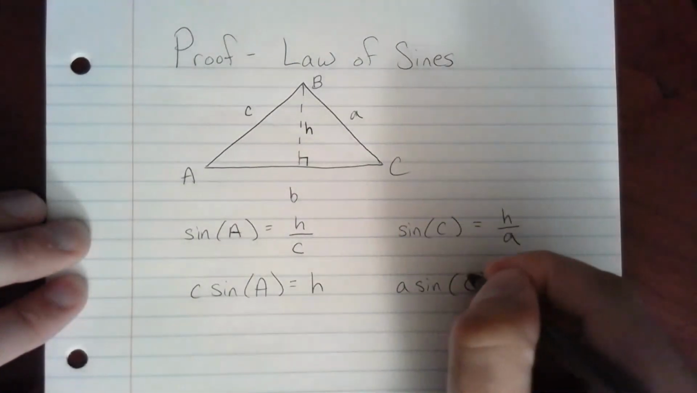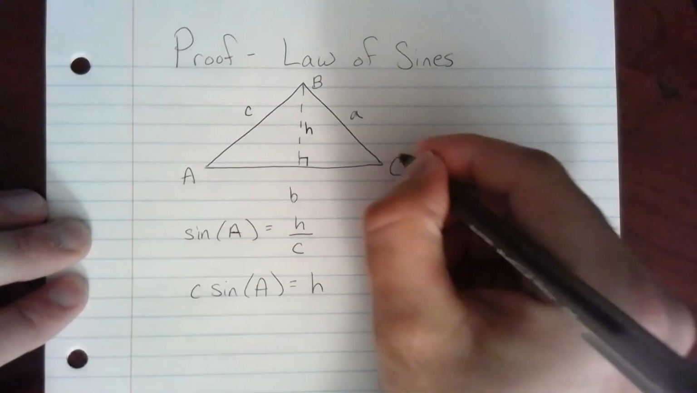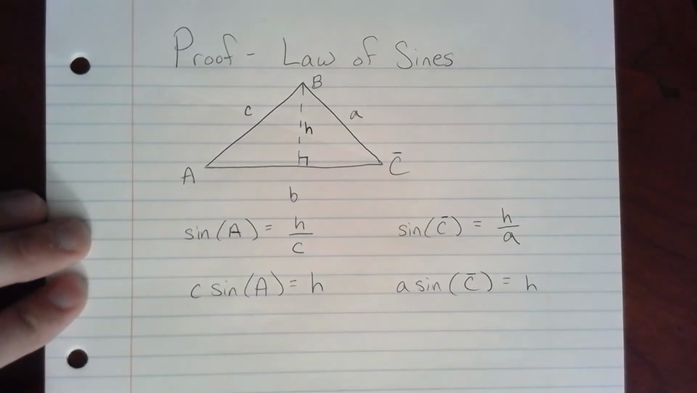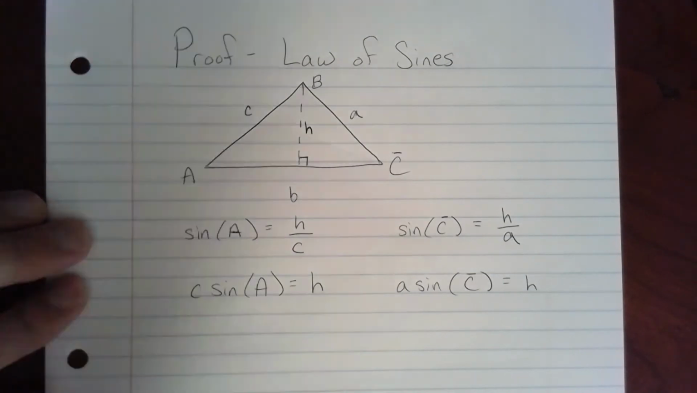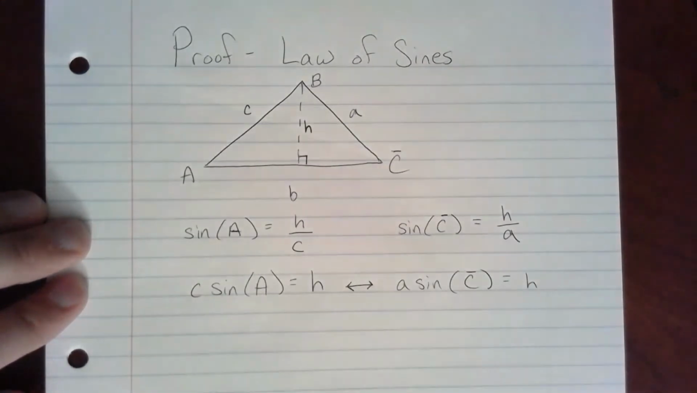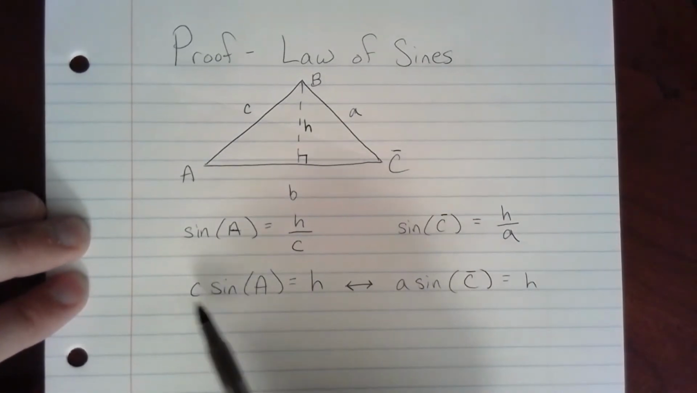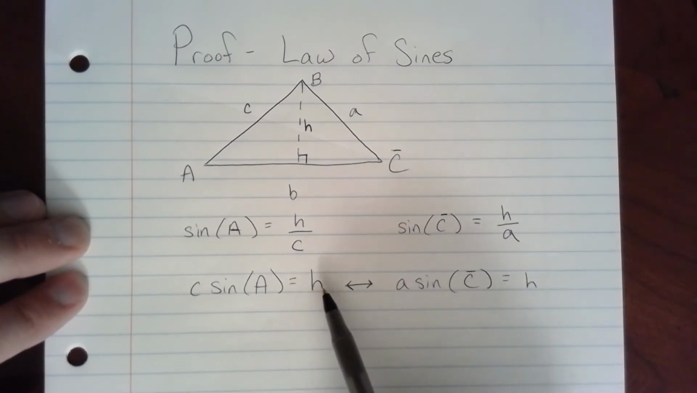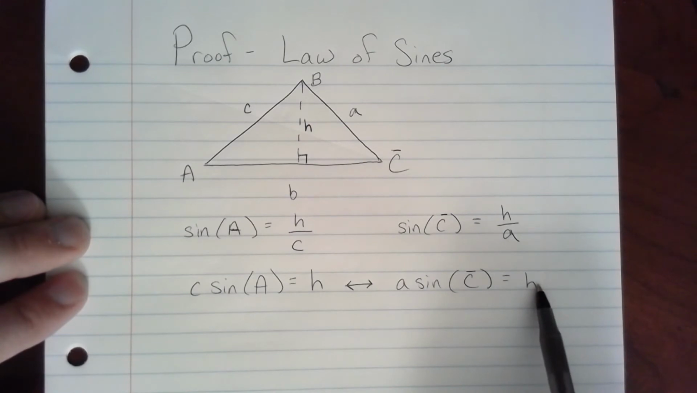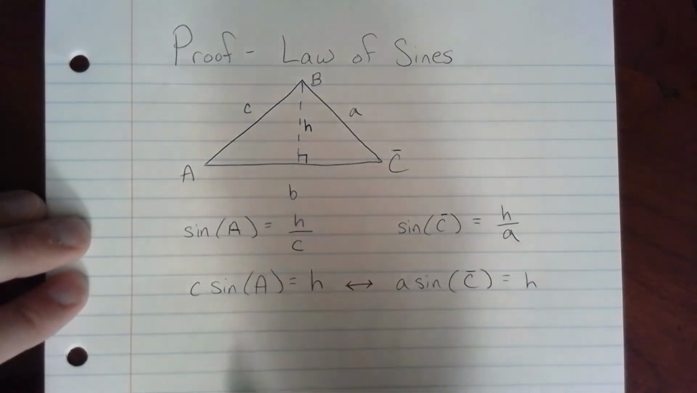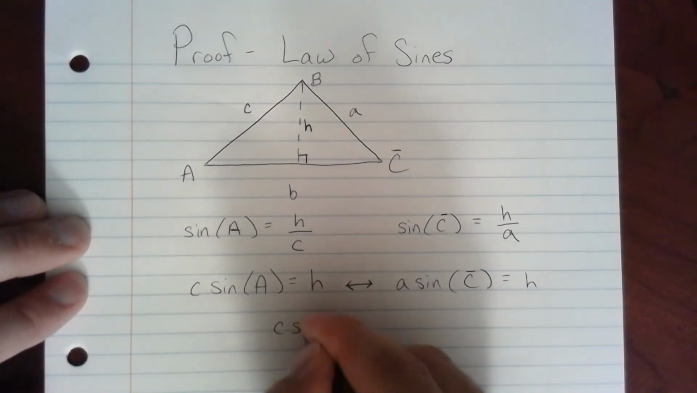Maybe I'll go back to my convention from previous videos of putting a little hat over big C, just so I know that it's not the same as little c. But what I know now is that all of these things here must be equal, because c sine of A and a sine of big C are both equal to h. Well, h is obviously equal to h, so that means that these two things must be equal to each other. So I'm going to write that out.